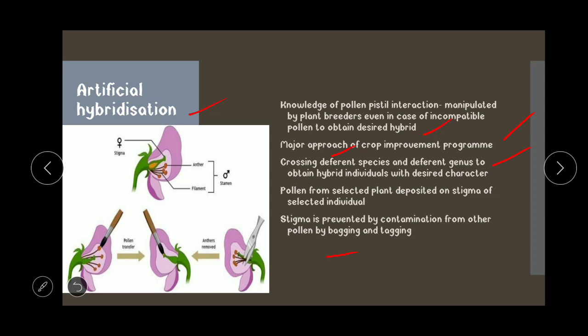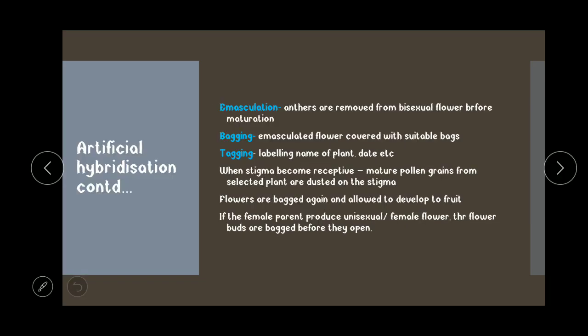The stigma must be protected from contamination. So you have to cover the stigma after providing the selected pollen grain, such that unwanted pollen grain will not be laid on the stigma. These are the processes associated with artificial hybridization. First, emasculation: anthers are removed from the bisexual flower before maturation.